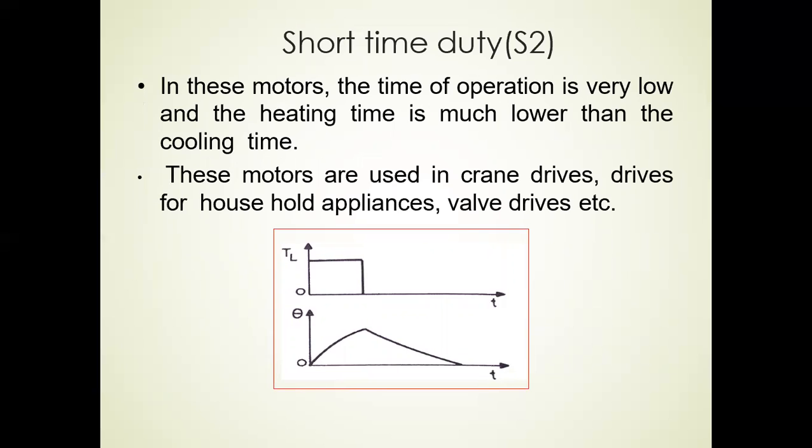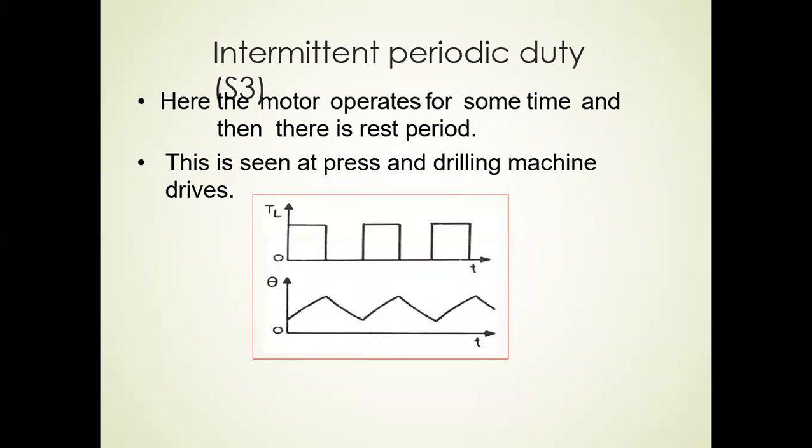Short time duty. In these motors, the time of operation is very low and the heating time is much lower than the cooling time. These motors are used in crane drives, drives for household appliances, valve drives, like that. Next one is intermittent periodic duty, S3. Each and every time we are loading here. This is seen in press and drilling machine drives. So in some period of time, the drive runs with load, and in another period, it does not have any load.